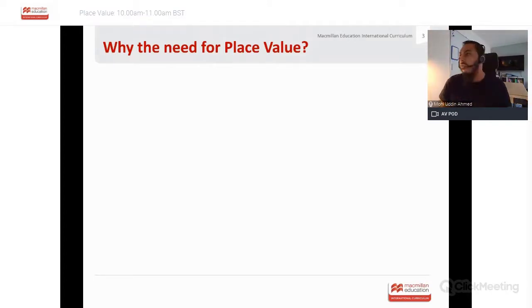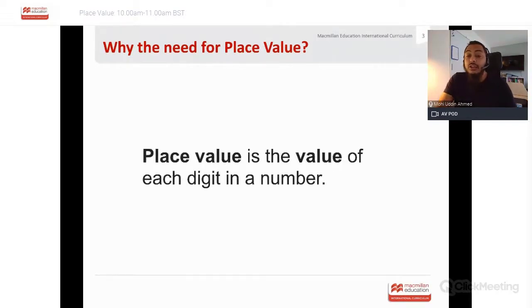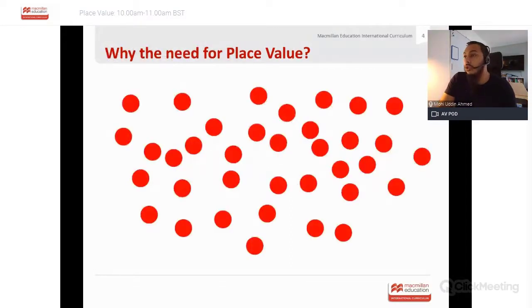And all of them are correct. And in fact, place value is the value of each digit in a number. Why is there a need for place value? Well, I normally like to show you a visual representation of why.